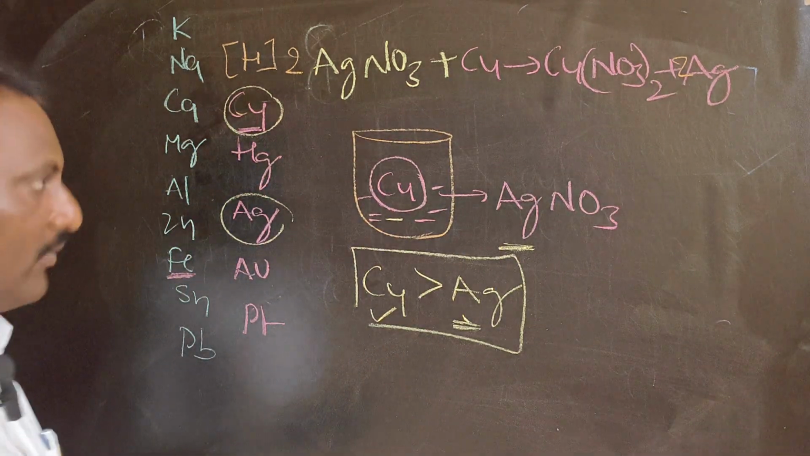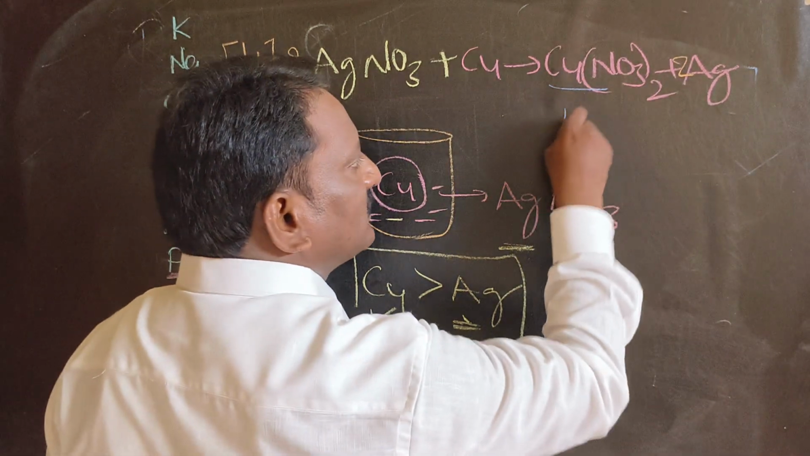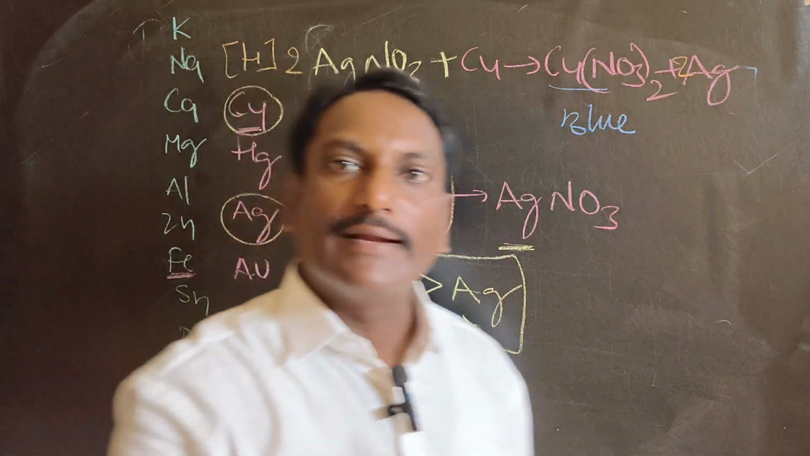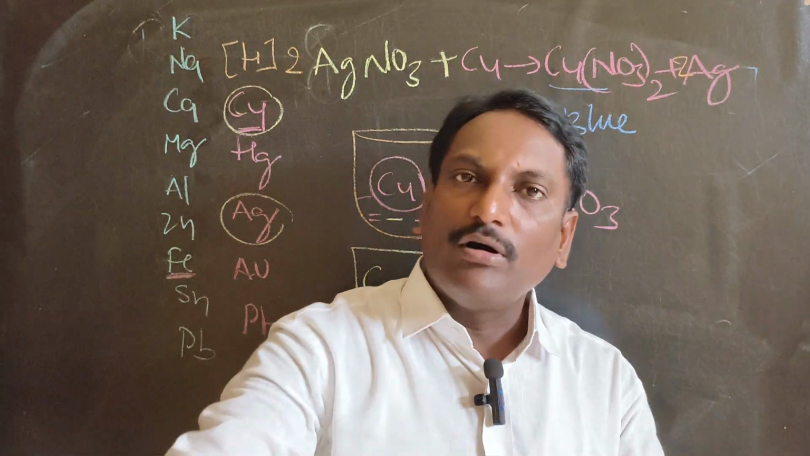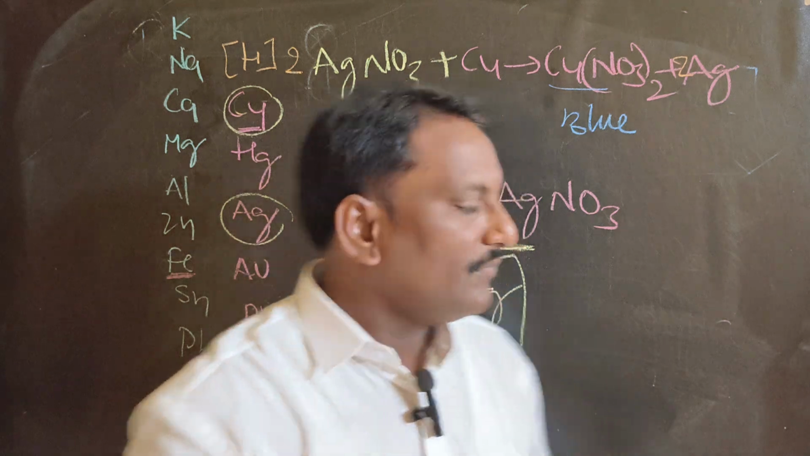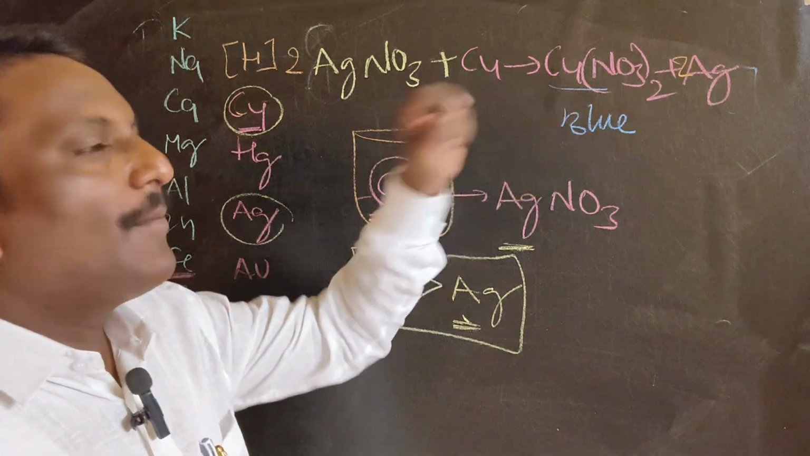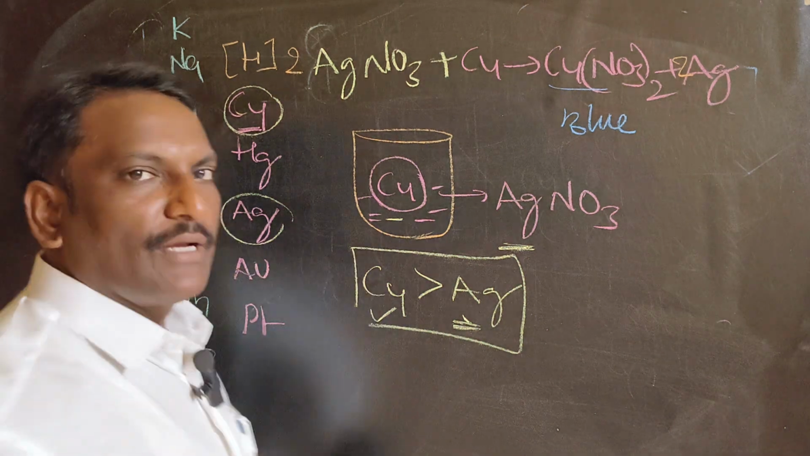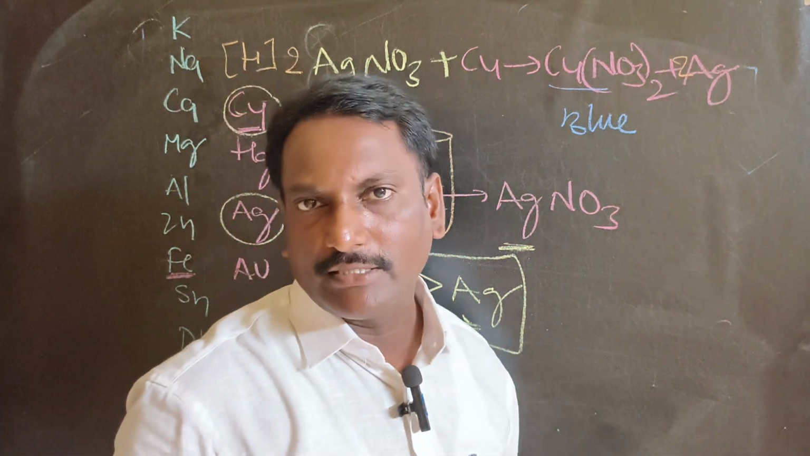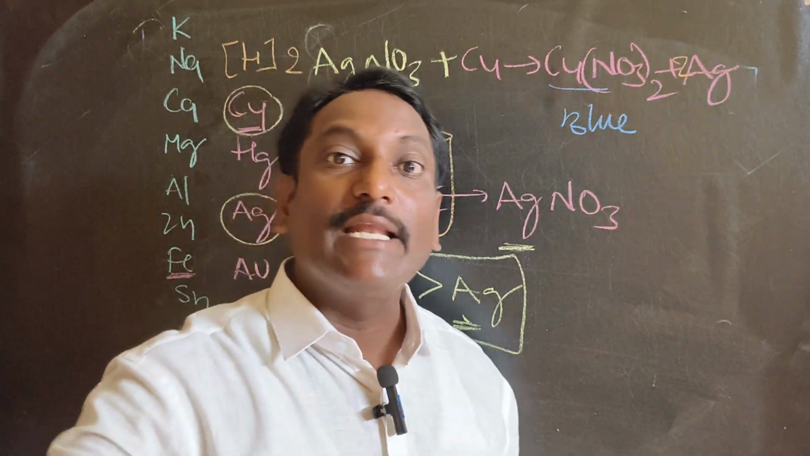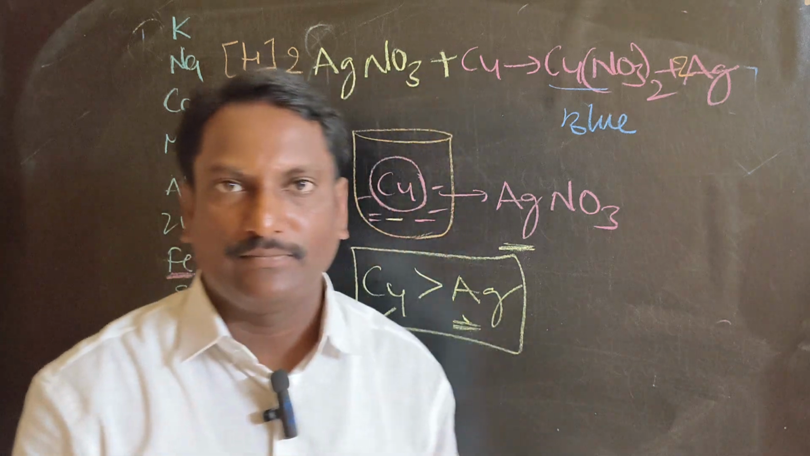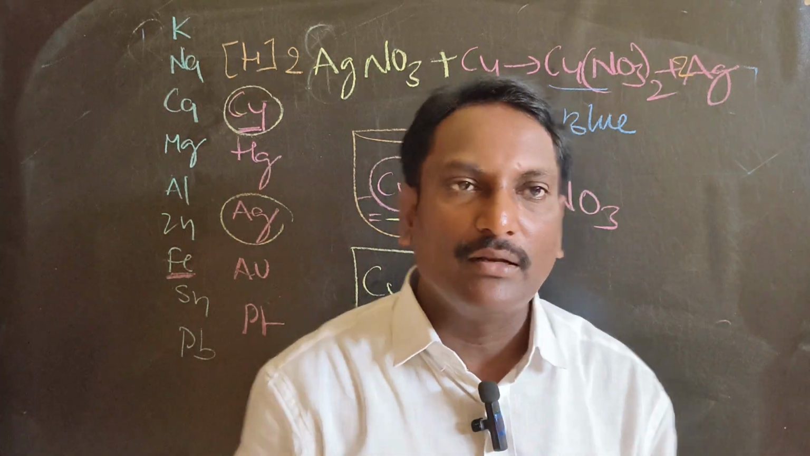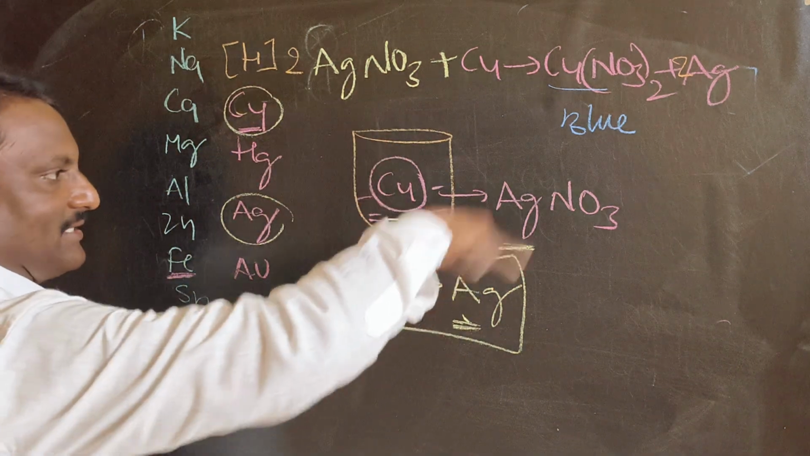Right. What is the color of copper nitrate? It is blue. That means the colorless silver nitrate solution turns blue because you will get copper nitrate. So it's a very important equation, a reaction to extract silver from silver nitrate. To get silver metal, we need to use this reaction.